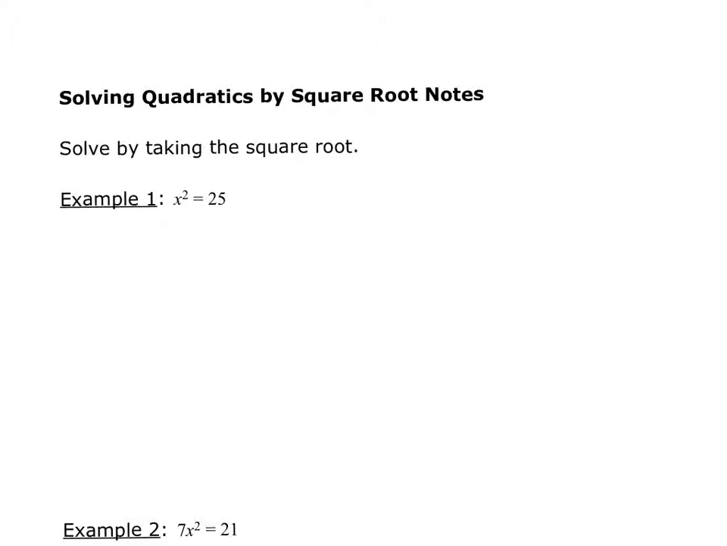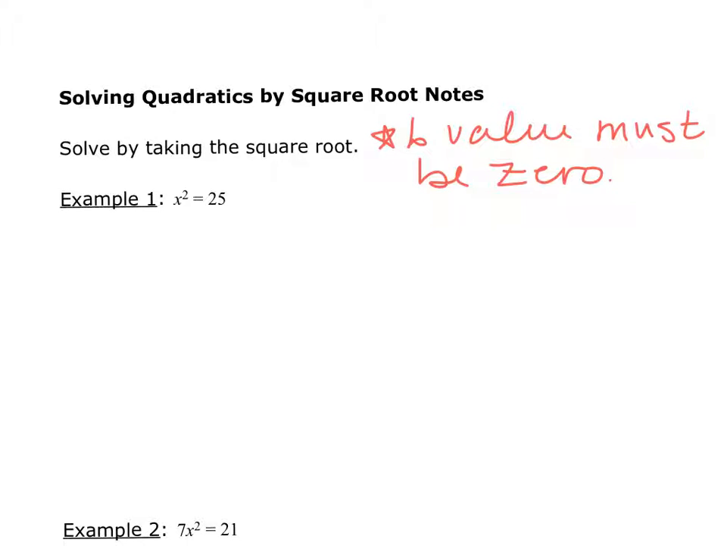B value has to be 0. So I note b value, that's not how you spell value. There you go. B must be 0. B must be 0. All right.